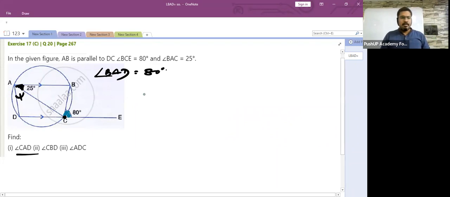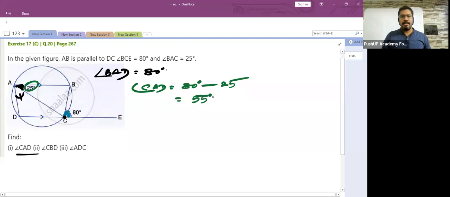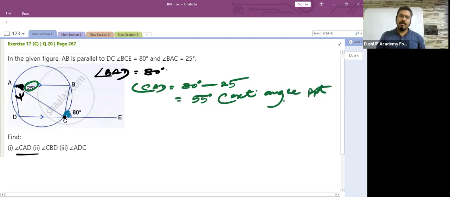So you are asked to find angle CAD. That would be the whole of 80 degrees minus this portion. Do you all agree with it? Minus this portion, which is 25 degrees. And that is equal to how much? 55 degrees. Make sense? And within brackets, you should mention exterior angle property of a cyclic quadrilateral, CQ.